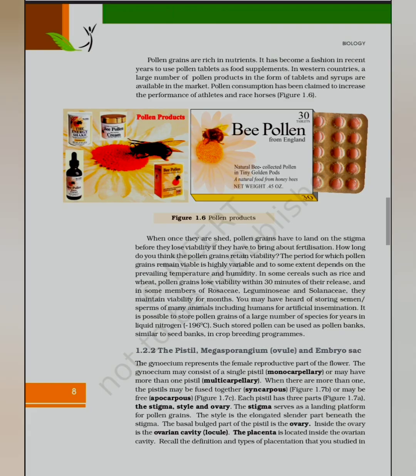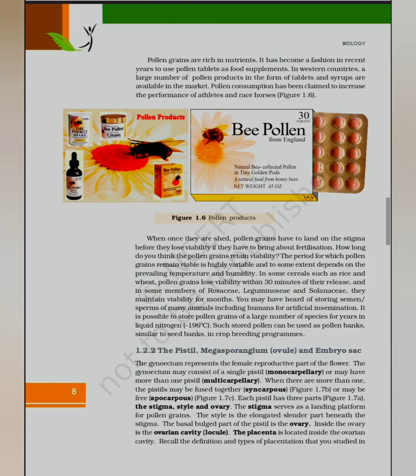You may have heard of storing semen or sperms of many animals, including humans, for artificial insemination. It is possible to store pollen grains of a large number of species for years in liquid nitrogen, that is, at minus 196 degrees Celsius. Such stored pollen can be used as pollen banks, similar to seed banks, in crop breeding programs.